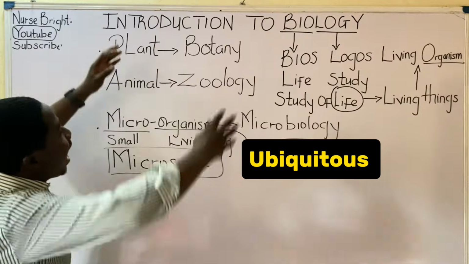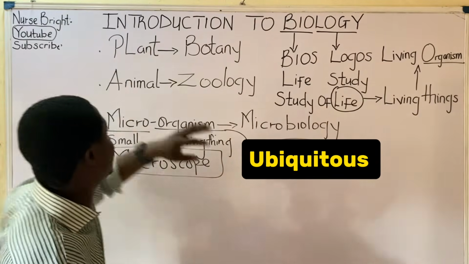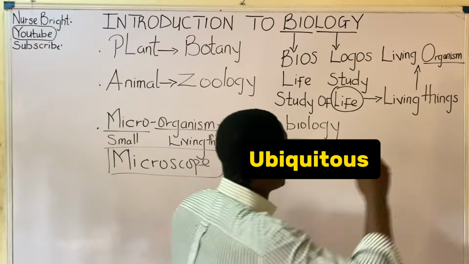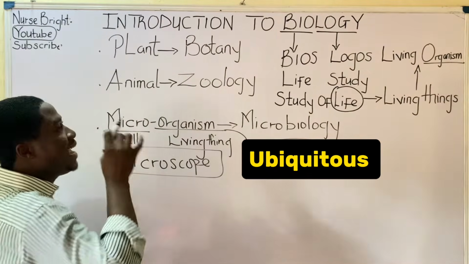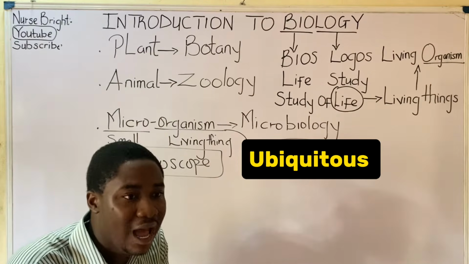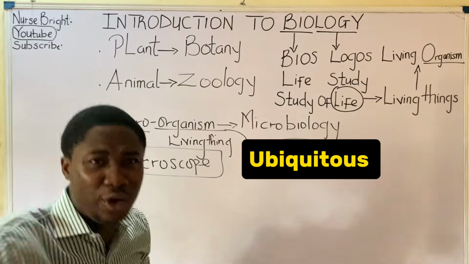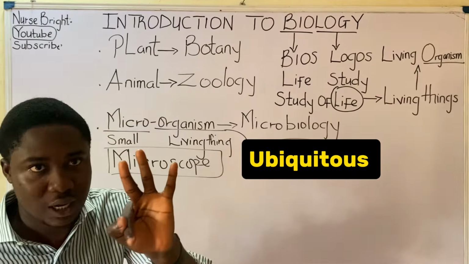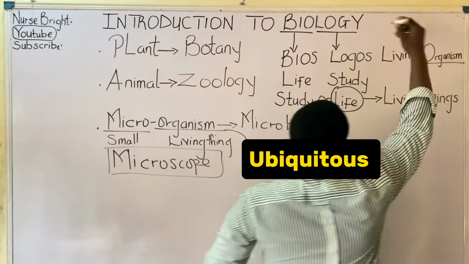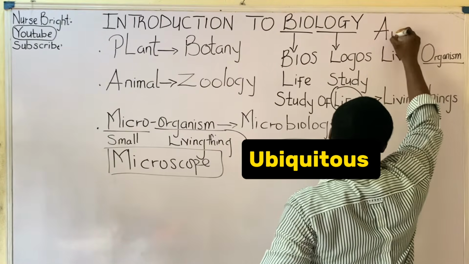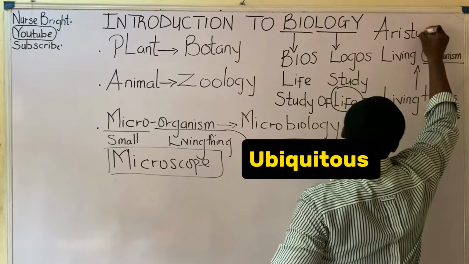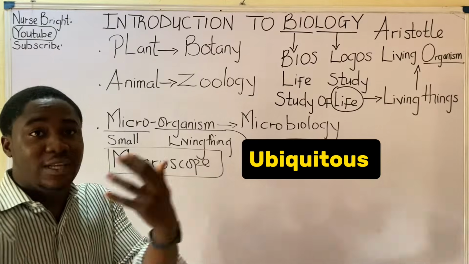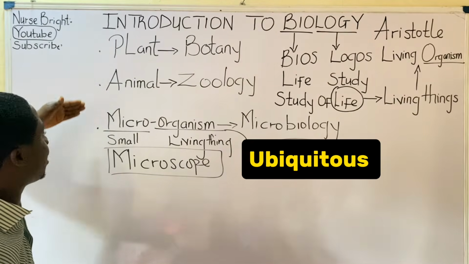Now, if you observe, I said that living organisms are actually divided into three major groups, which are plants, animals, and microorganisms. Now, it must be noted here that there is a scientist that actually brought about this old way of classification of living organisms. Because now I just classified organisms into three groups. This work was done by a man called Aristotle. This must be noted. Do you understand? So this man actually said that living organisms should be classified into plants, animals, and what now?